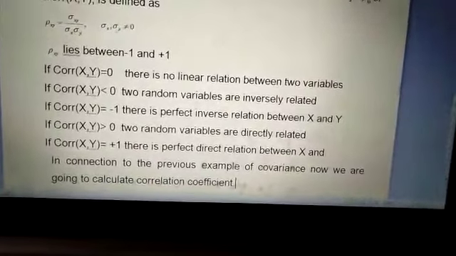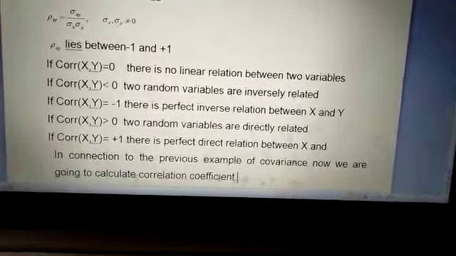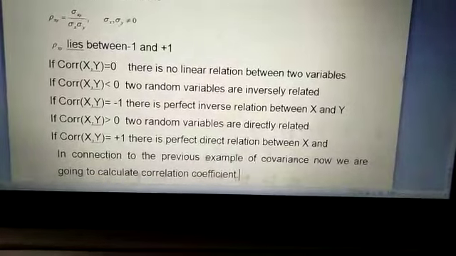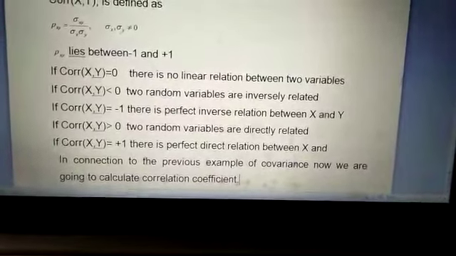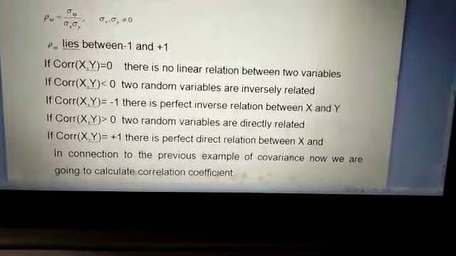If the correlation coefficient of two random variables x and y is positive, greater than 0, the two random variables are directly related. And if it is exactly +1, we say there is a perfect direct relationship between x and y.